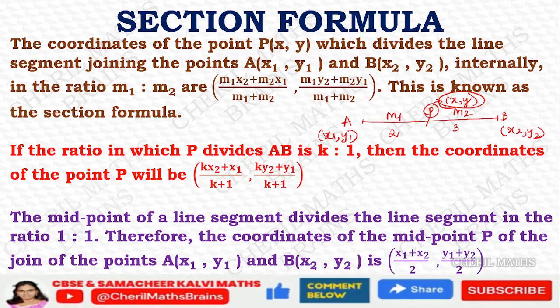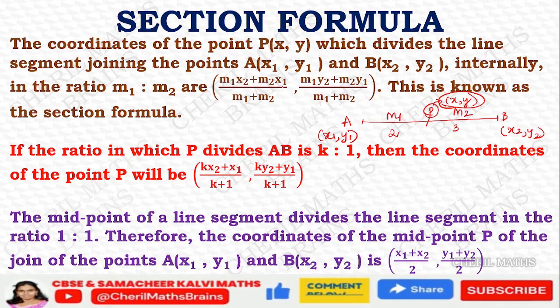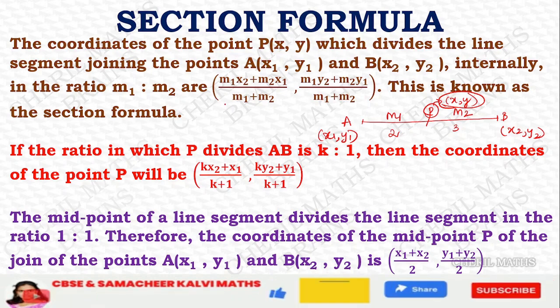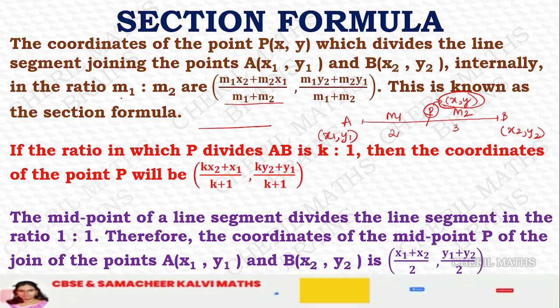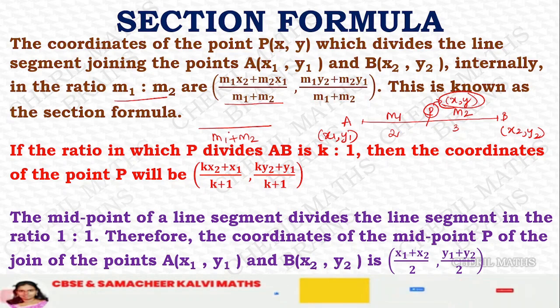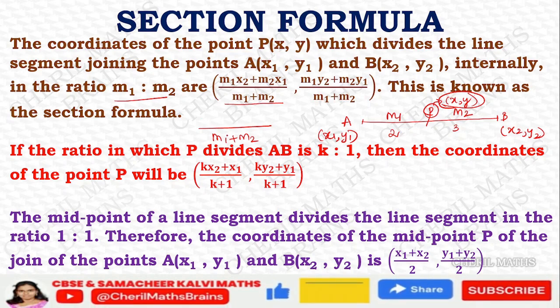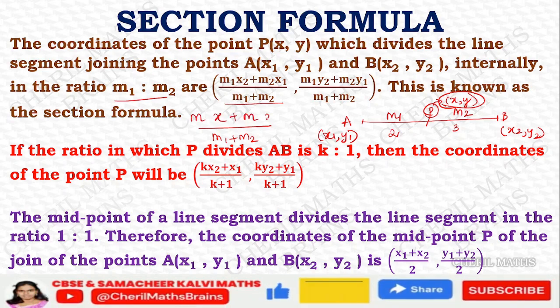In that case, the formula is m1 x2 plus m2 x1 divided by m1 plus m2. If you remember this one formula, the next formula we will remember automatically. I'll tell you how to remember. In the denominator, you are dividing into the ratio m1 is to m2, so you are adding both m1 and m2. In the numerator, you are going to start with m, and then you have x, and again you will have m, again you will have x.